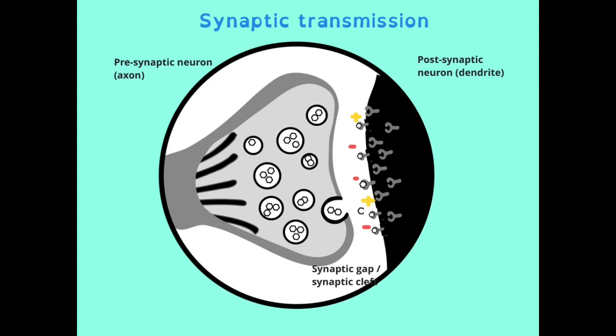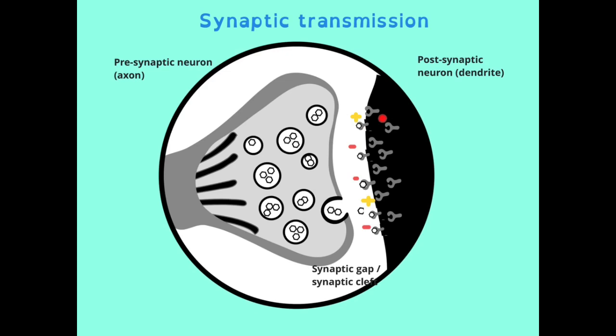Inhibitory neurotransmitters, such as these ones, carry a negative charge and therefore make it less likely that the postsynaptic neuron will fire. However, as we can see, both positively and negatively charged neurotransmitters have bound to the receptors of the postsynaptic neuron. So whether or not the postsynaptic neuron actually does fire depends on the process of summation.